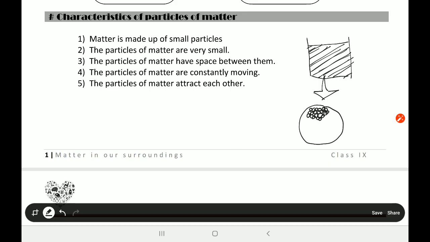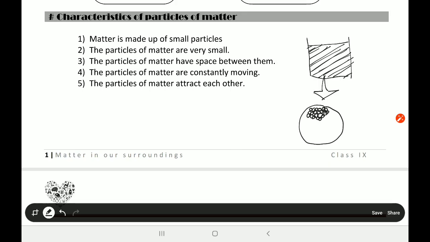So remember, particles move constantly, and each particle has its own kinetic energy depending on the matter, whether it is solid, liquid or gas. Kinetic energy means moving energy. So particles are continuously moving.